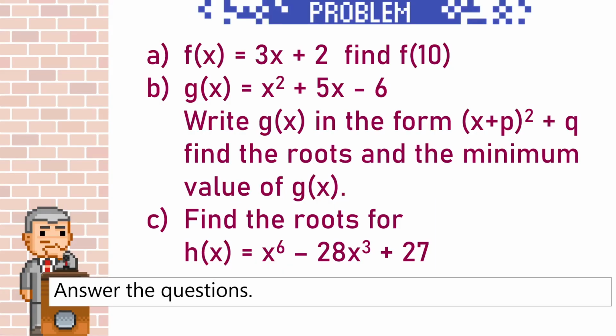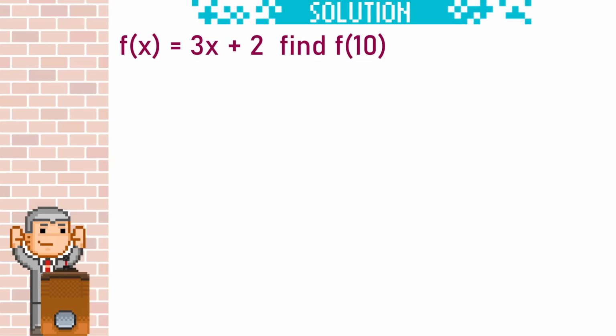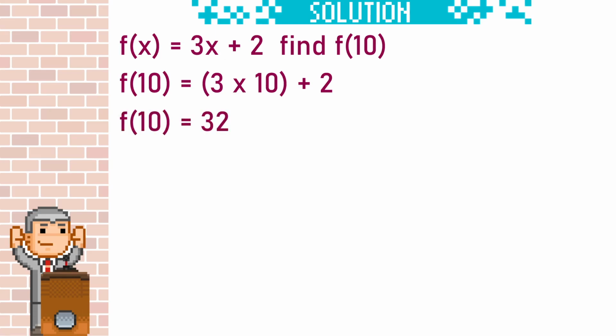Let's go through some questions. F of x is 3x plus 2, and we need to find f of 10. So f of 10 is just 10 substituted into f of x. So instead of x, we're going to have 10. So 3 times 10 plus 2, which will be 32.